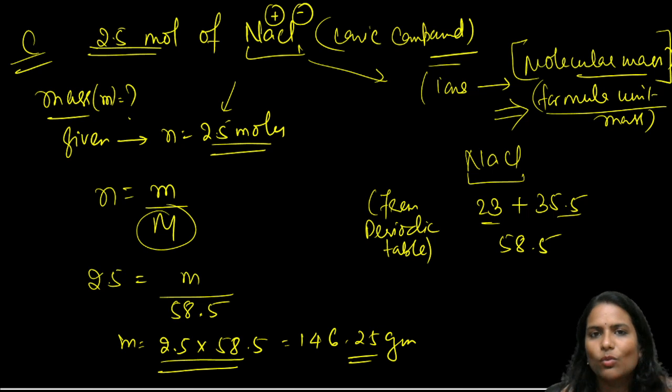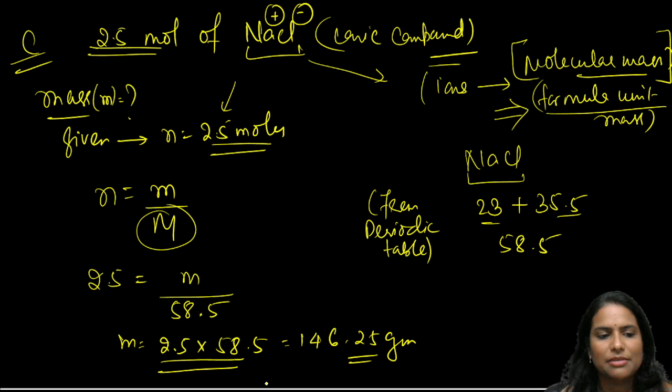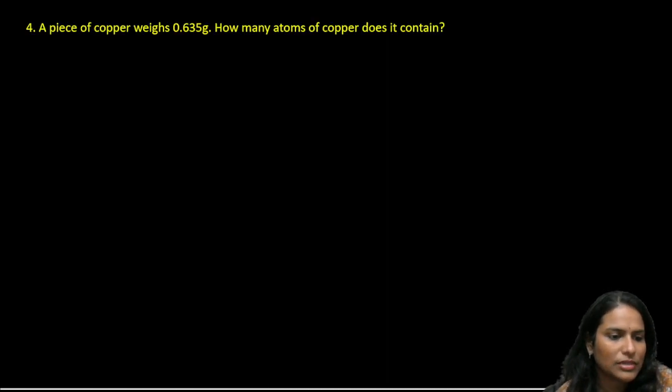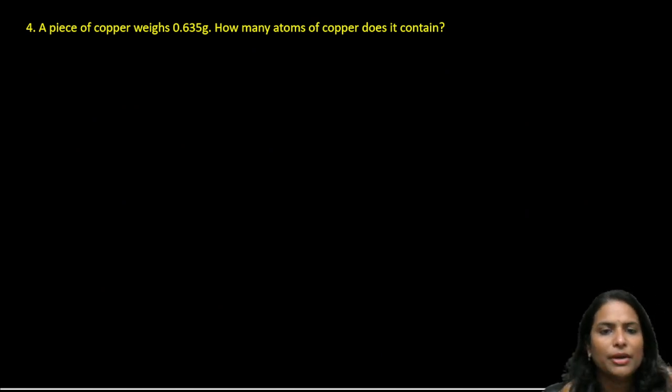By hearing the word mole we complicate our mind, thinking it is too tough to understand. But to solve the mole questions for class 9, there are only 3 formulas which you have to revise and practice more, so the things will be clear to you, right? Let us go for this question. Next question. A piece of copper weighs 0.635 grams. How many atoms of copper does it contain?